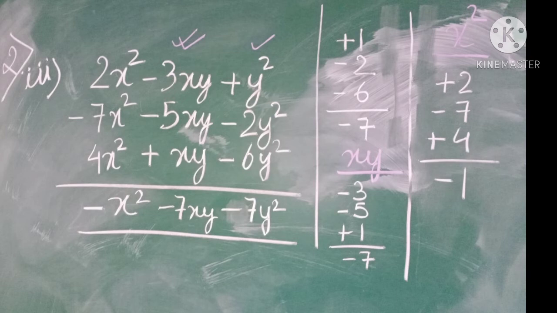So we are adding in the rough column, we are adding plus 1 minus 2 minus 6. So minus 8 plus 1 is minus 7. So here it is minus 7y square. Then in the xy column, in the rough column I am adding minus 3 minus 5 plus 1. So minus 5 minus 3 is minus 8. Minus 8 plus 1 is minus 7. So I have written here minus 7xy. In the x square column, plus 2 minus 7 plus 4. So 4 plus 2 is 6 and 6 minus 7 is minus 1. So what will be our answer? Our answer will be minus x square minus 7xy minus 7y square.